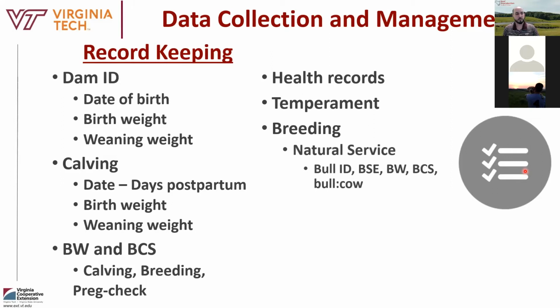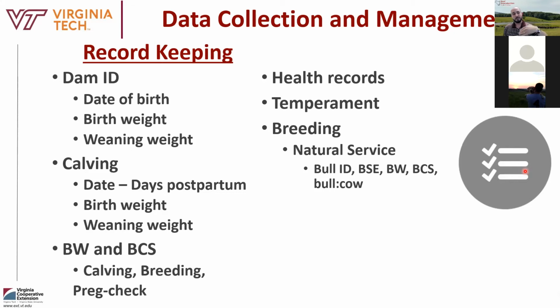Breeding information, right? If you're doing natural service, make sure that you're collecting bull ID, which bull is exposed to which cows, which cow groups, making sure that we're doing a BSE and recording the results of those BSE exams, all the bulls in the operation, collecting body weight, body condition score, as well as bull to cow ratio on each group of cows that the producer might have.